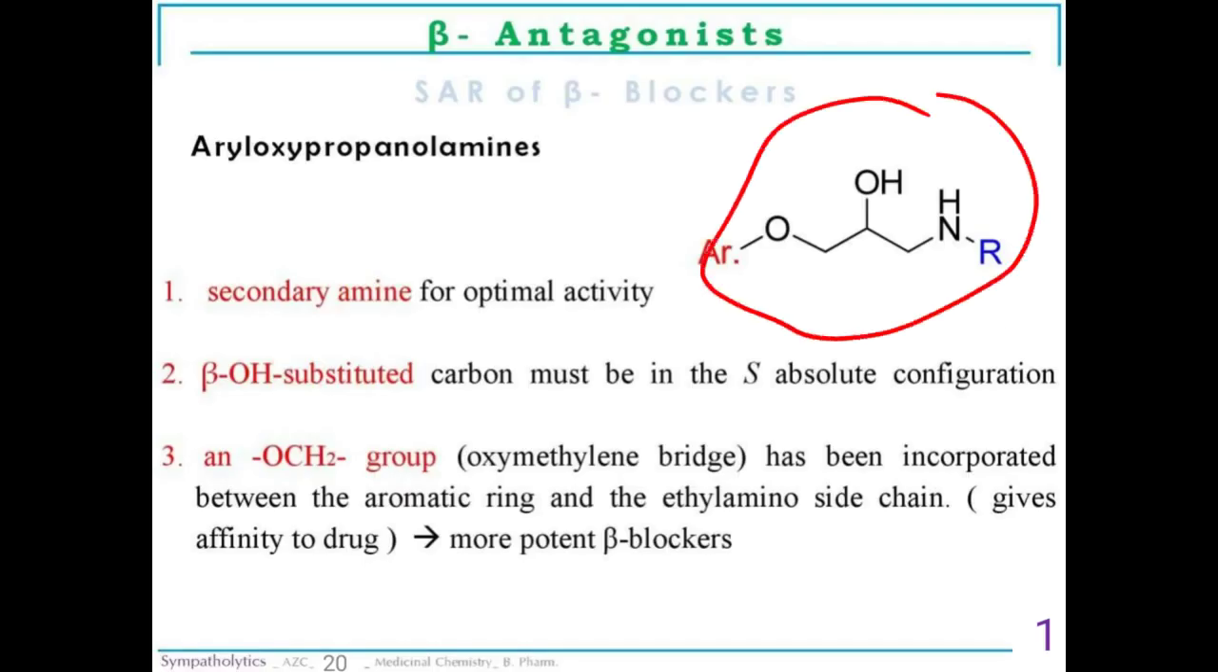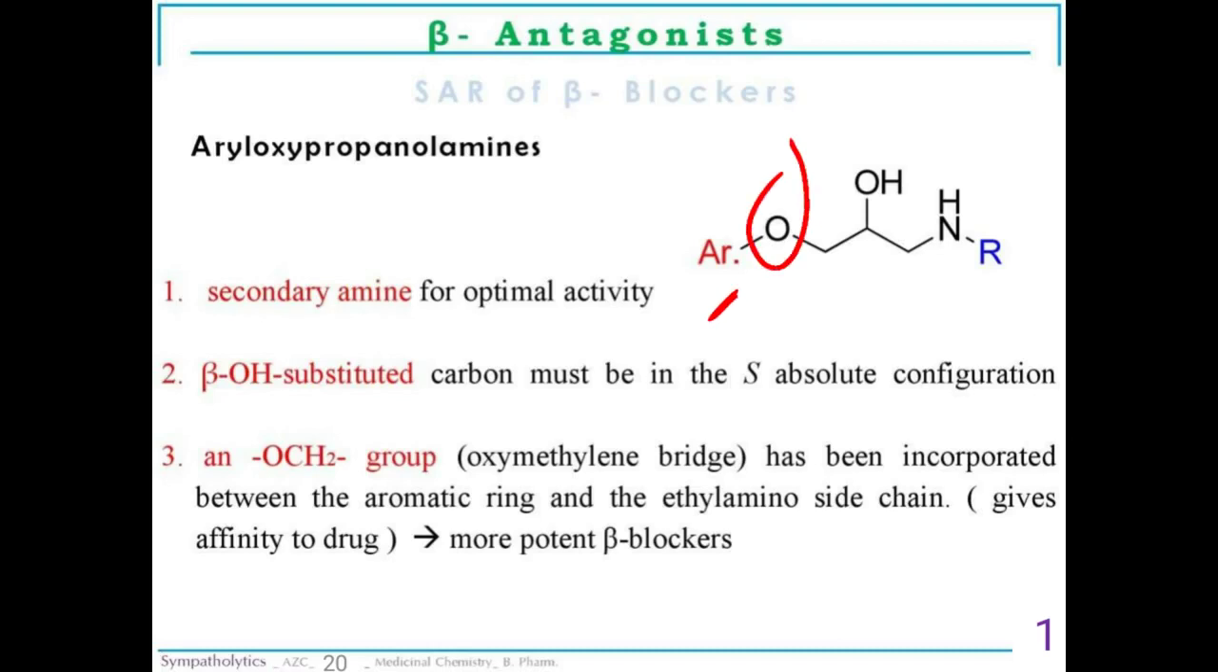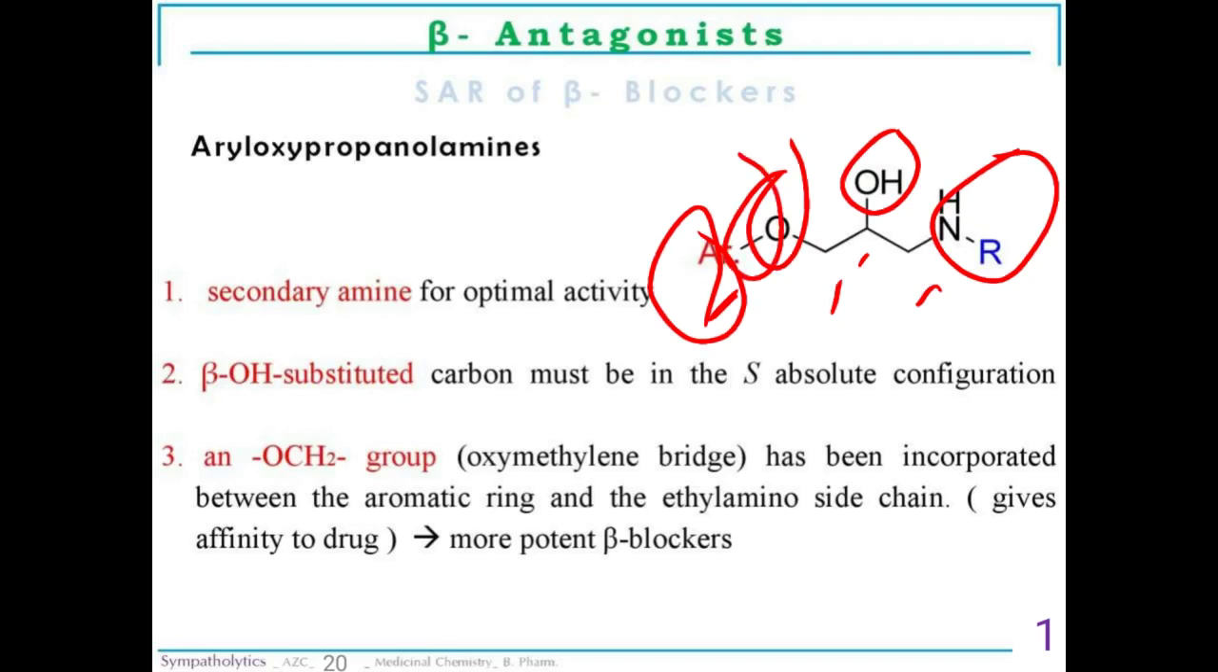So that is the general structure of beta blockers. Okay. So this Ar indicates aryl group. This is oxy, 1, 2 and 3. Propyl with hydroxypropanol, and this is amine substitution. So amine. So this beta antagonist is called aryloxypropanolamine.